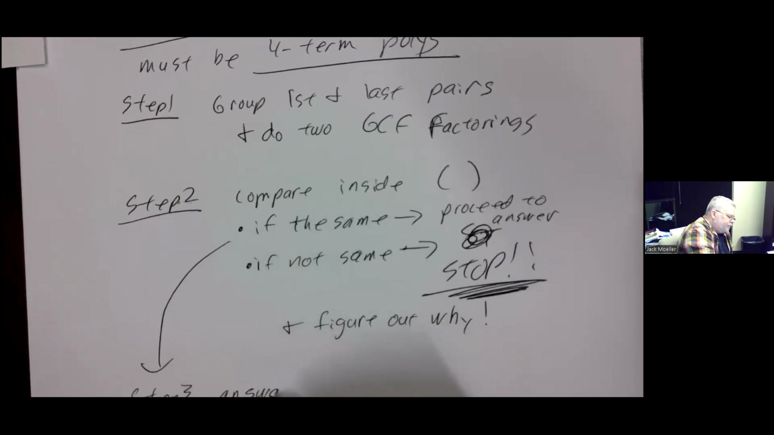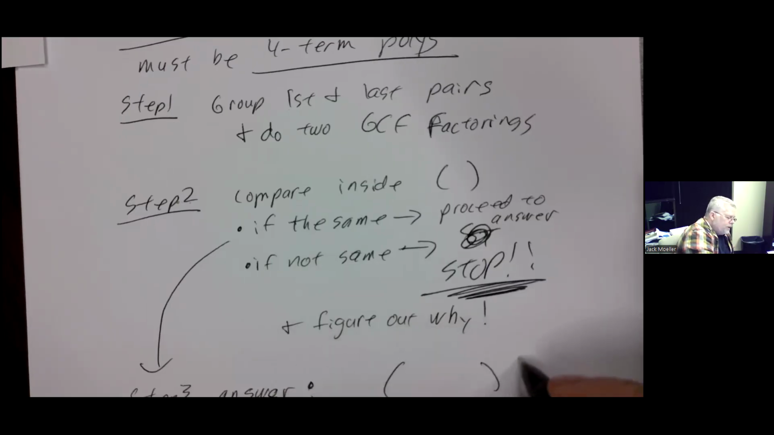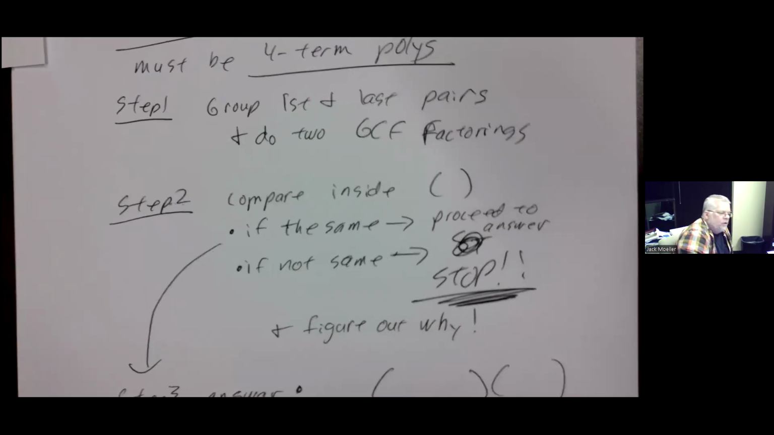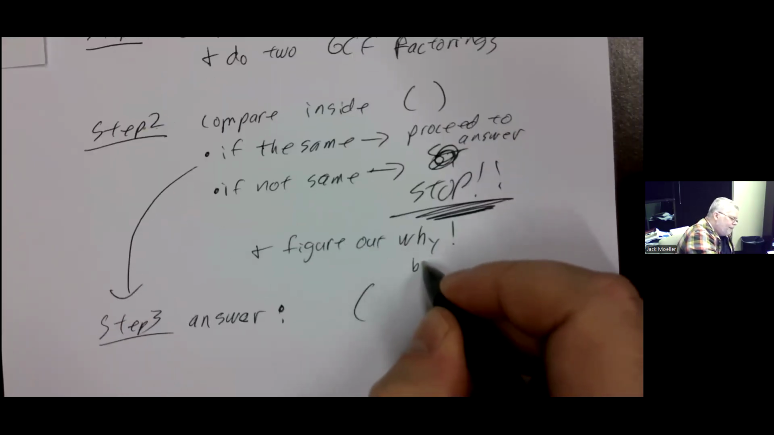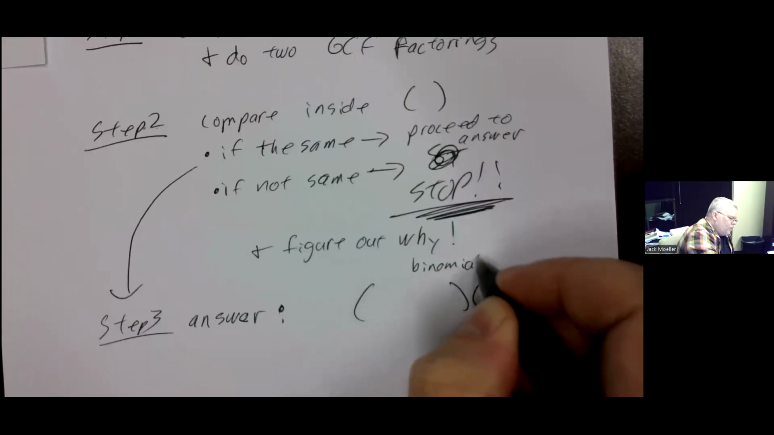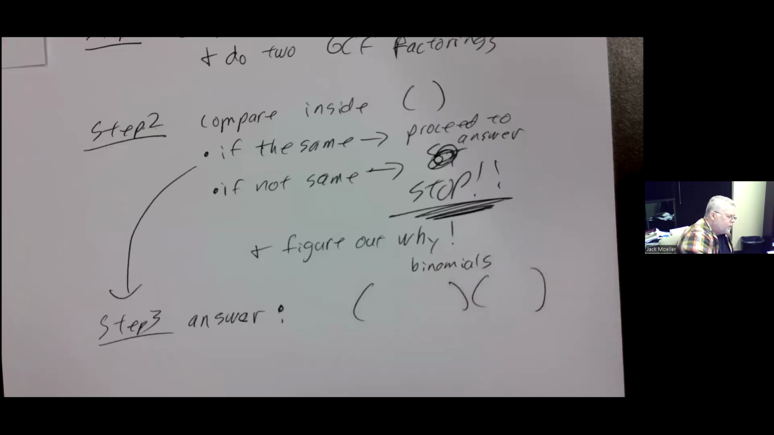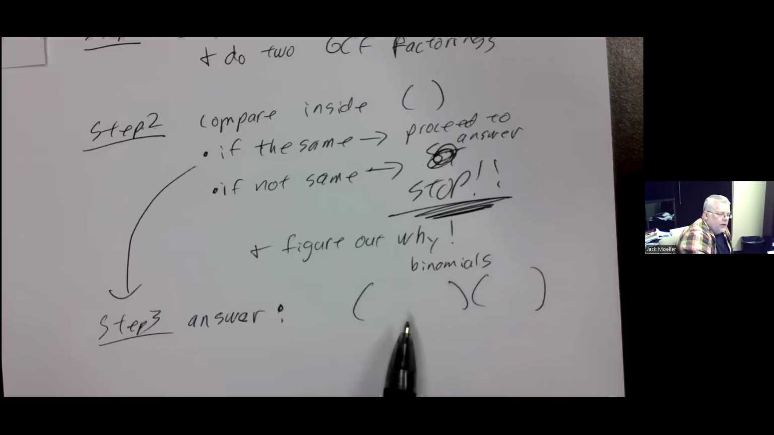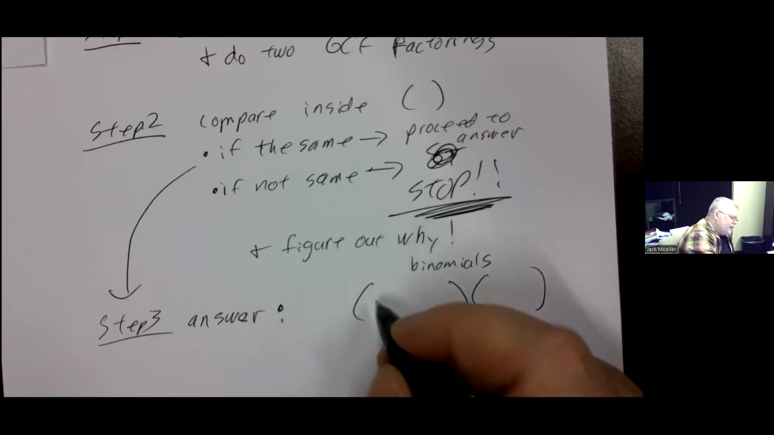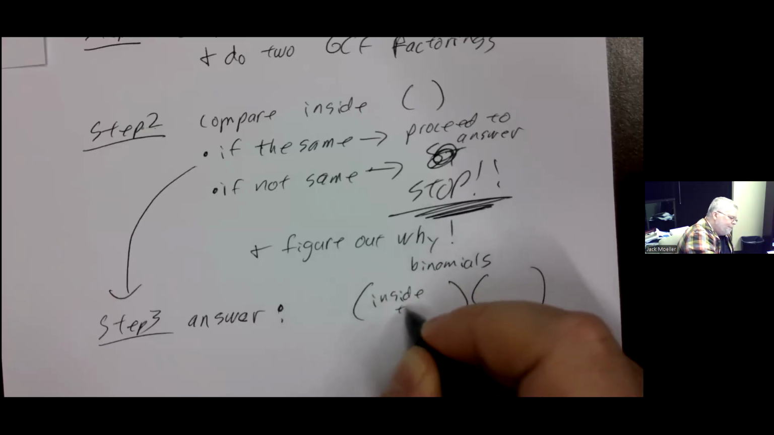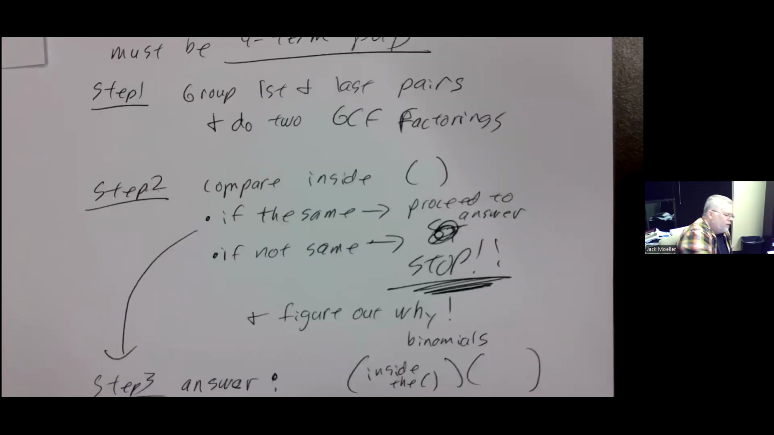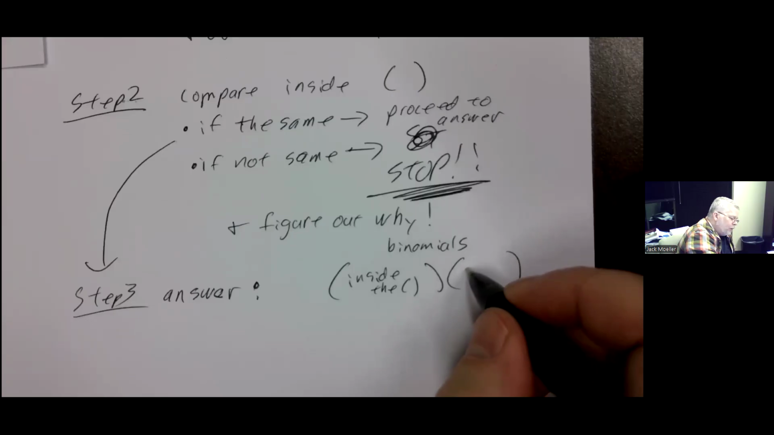Now remember, we're factoring a polynomial, so your answer is always something times something. Now these are going to be binomials. So we're going to have the same thing with trinomials, but when you're factoring by grouping, your answer is always going to be 2 binomials. All right, so one of your binomials is inside the parentheses. So what we talked about here being the same, that's going to be half your answer. And then the other binomial is outside.